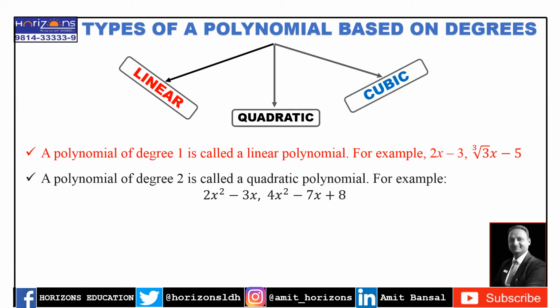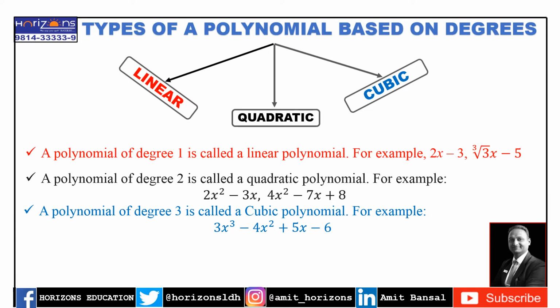And cubic polynomial. A polynomial of degree 3 will be called a cubic polynomial. For example, 3x raised to power 3 minus 4x square plus 5x minus 6. Right? So there are more polynomials based on the degrees, but we are concerned with only these three types. So linear, quadratic and cubic is what we would be discussing in our curriculum.